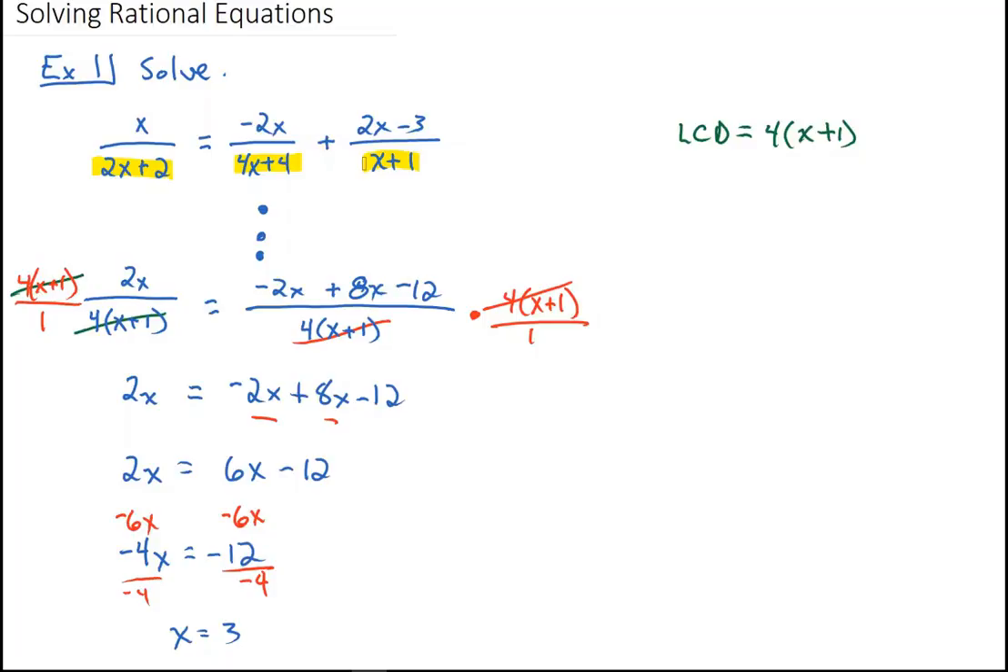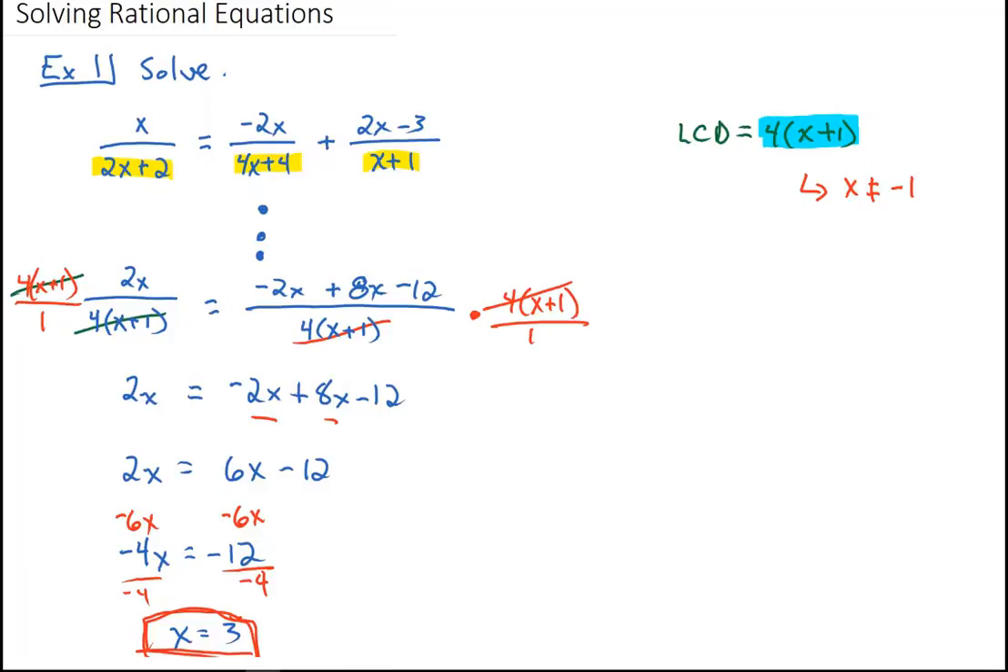The easiest way to determine if it causes a denominator to be 0 is if it would cause the LCD to be 0, because the LCD has all the denominators inside of it. So for example here, if x were equal to negative 1, that would cause the denominator to be 0. But the value we found is not negative 1, so that means we can say that x equals 3 is a solution. If we had gotten x equals negative 1 as our solution, we would have to toss it out. In which case, since that's the only possible one we came up with, that would mean that there's no solution.